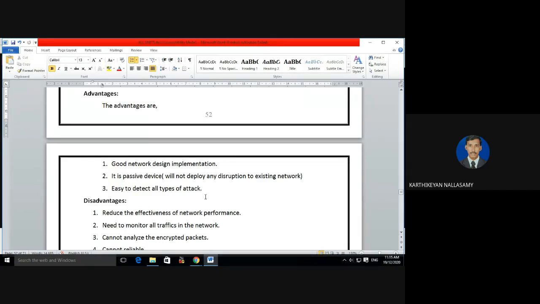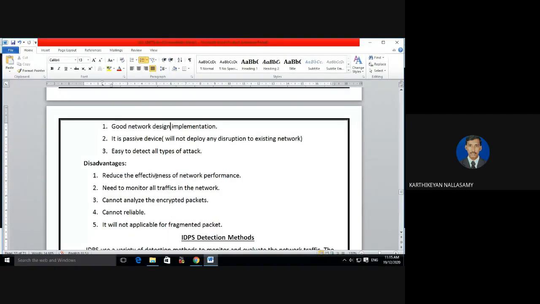For example, if I am going to fix a camera in my room, it is not necessary to change my room. For the implementation of IDS, the environment will be existing as usual. I am only going to add these IDPS components. That is enough. That is the meaning. And also, since it is network-based, we are looking at all types of attacks possible, so it is easy to detect all types of attacks.